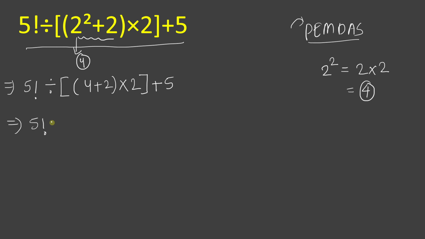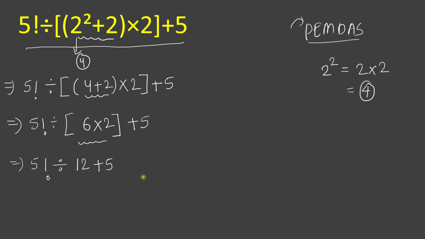5 factorial divided by, we will go for this parenthesis, 4 plus 2, which equals 6 here, times 2 plus 5. Now again we have to multiply this part. 5 factorial divided by 6 times 2, which equals 12, plus 5.